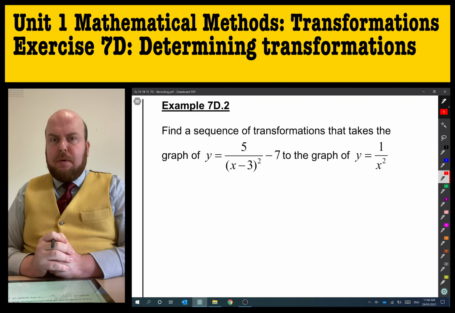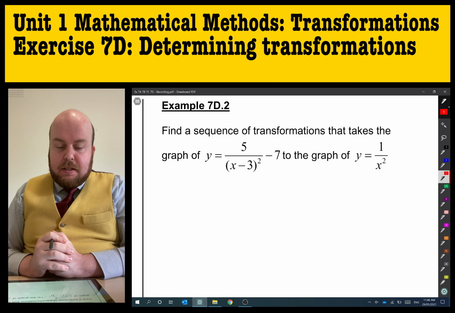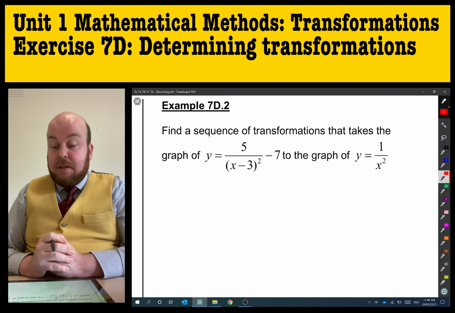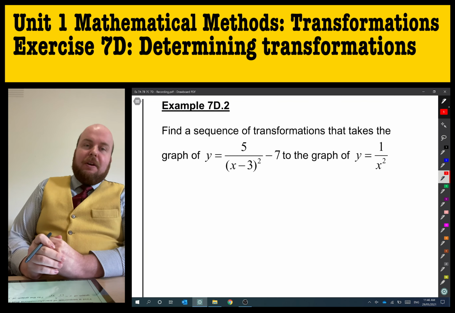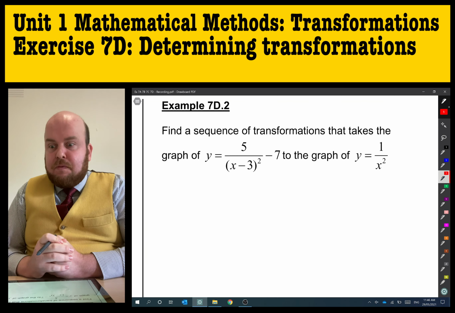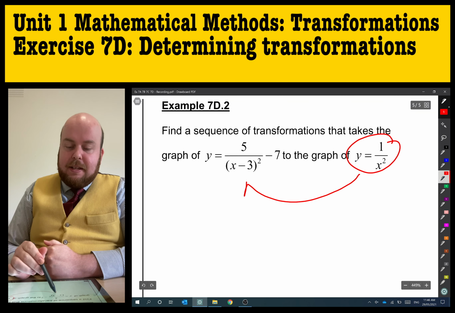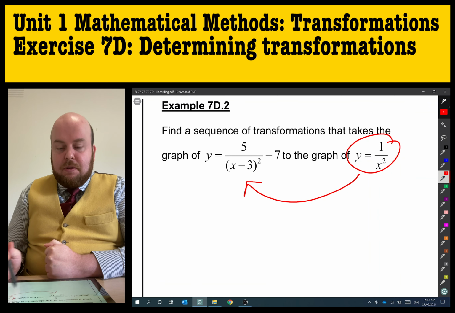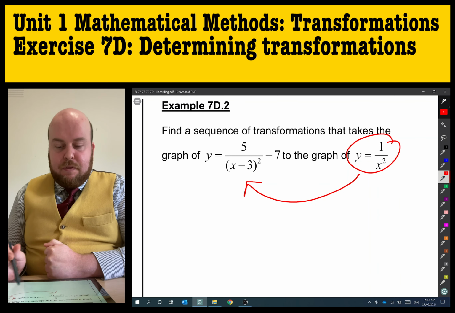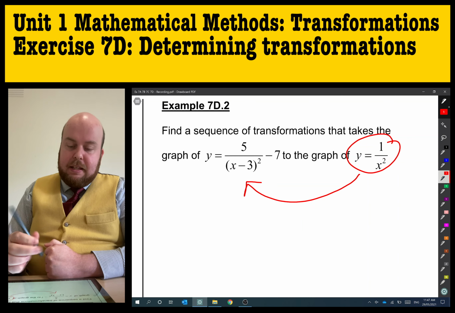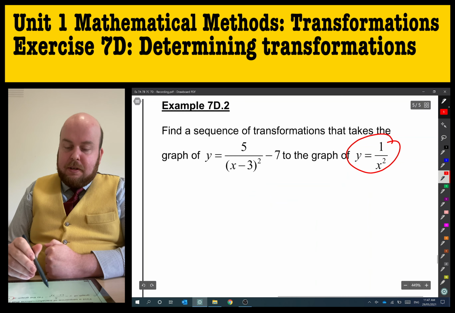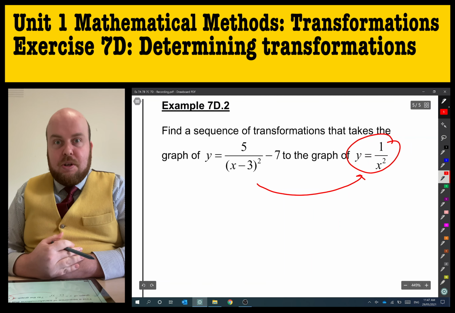Example 7D.2. Find a sequence of transformations that will take the graph of y equals 5 over x minus 3 squared minus 7 to the graph of y equals 1 over x squared. Now this one is very much a challenge, because often the rookie mistake, and I have made it several times, is that we're used to going from here to here. So taking the original or a template version and moving it into something like this, whereas actually what we want to do is go in this direction.